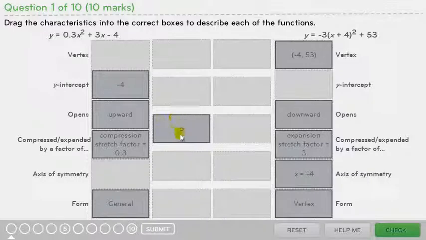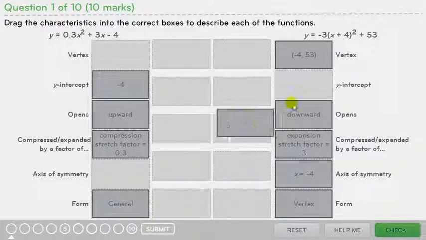Last thing we need to do is figure out where this 5 goes. So it can't be a vertex, and it's not an axis of symmetry. So it's got to be our y-intercept over here. Let's check. So when we have a y-intercept, our x value is always 0. So 0 plus 4 is 4. 4 squared is 16. 16 times negative 3 is negative 48. And negative 48 plus 53 is positive 5.